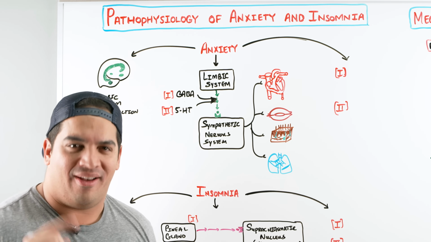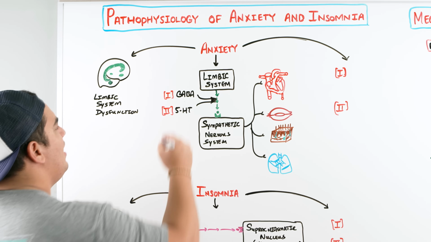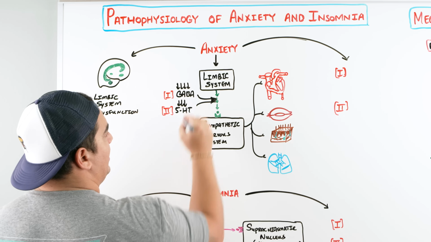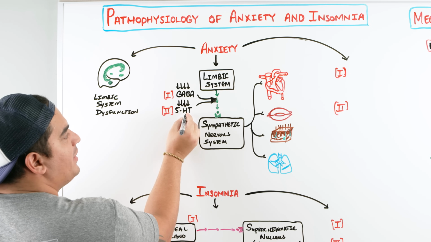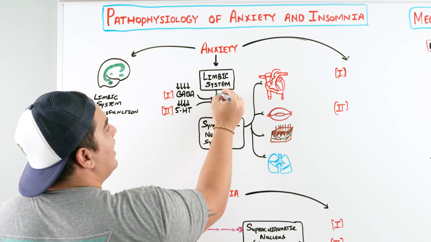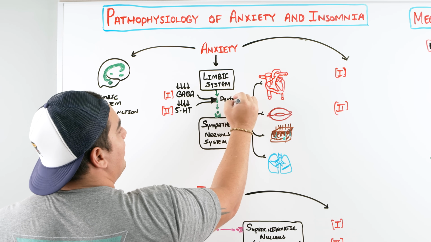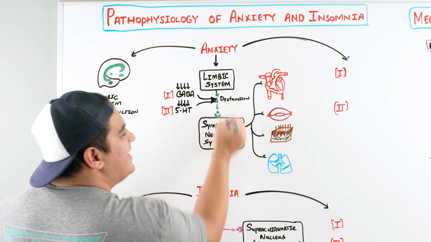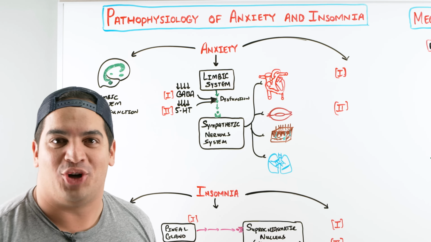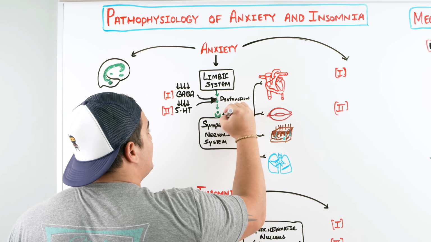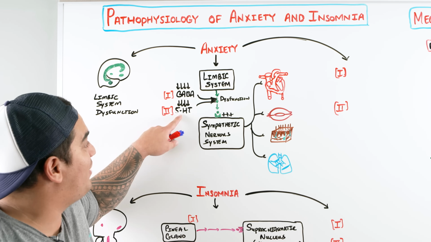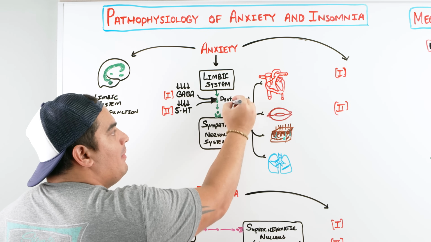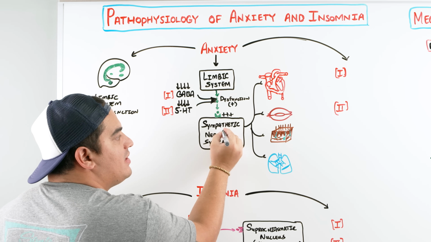But what if, for some reason, there's decreasing GABA activity or decreasing serotonin activity? If there's decreasing GABA activity or decreasing serotonin activity, this causes a lot of dysfunction of the limbic system. When the limbic system becomes dysfunctional, there's an excessive excitation of the sympathetic nervous system. So now the sympathetic nervous system becomes hyperactive because of these low transmitters. If these neurotransmitters are really low, it causes the limbic system to become dysfunctional. That then hyperstimulates the sympathetic nervous system.